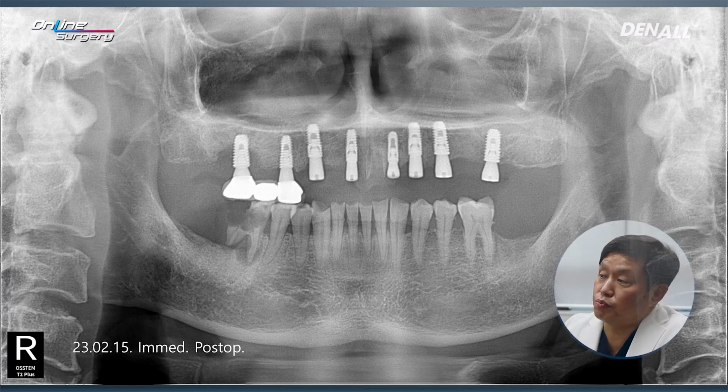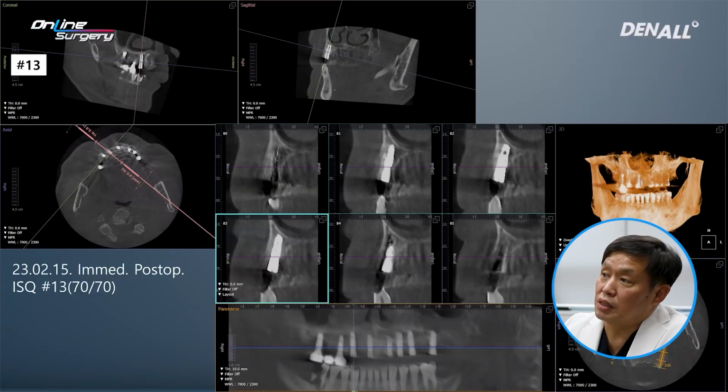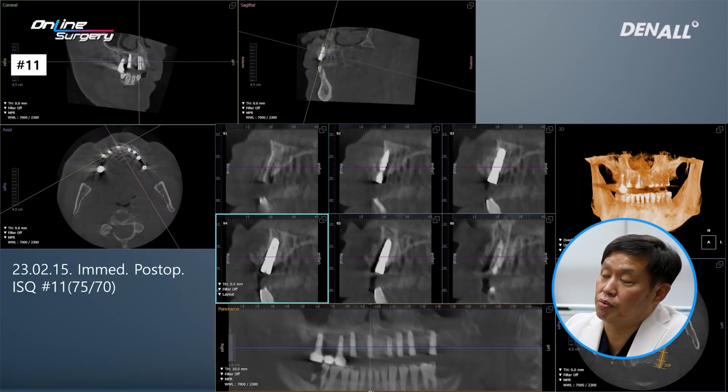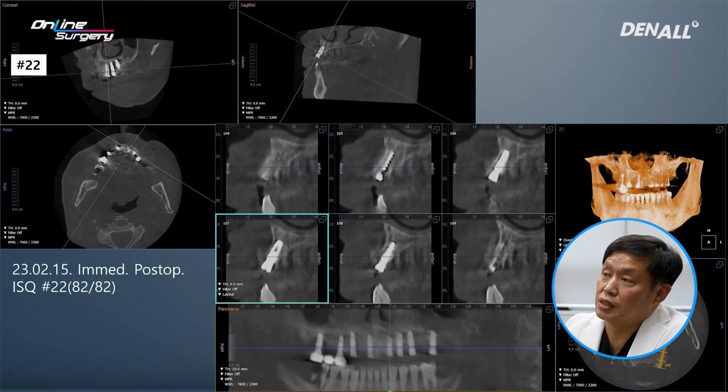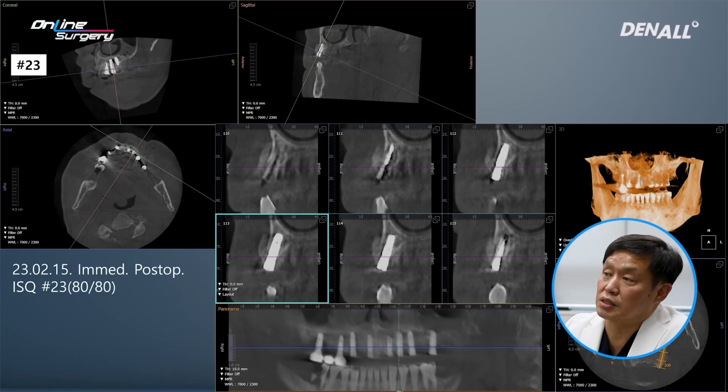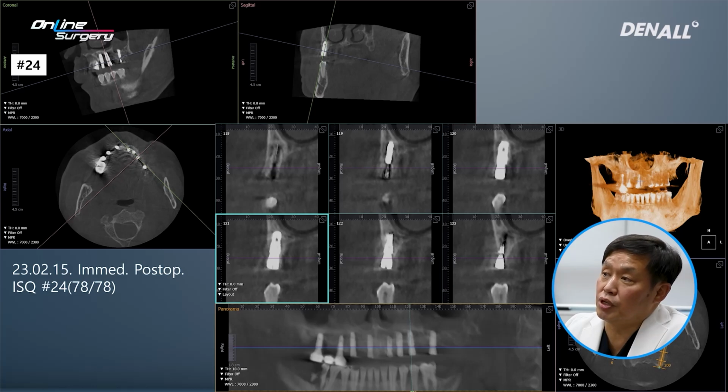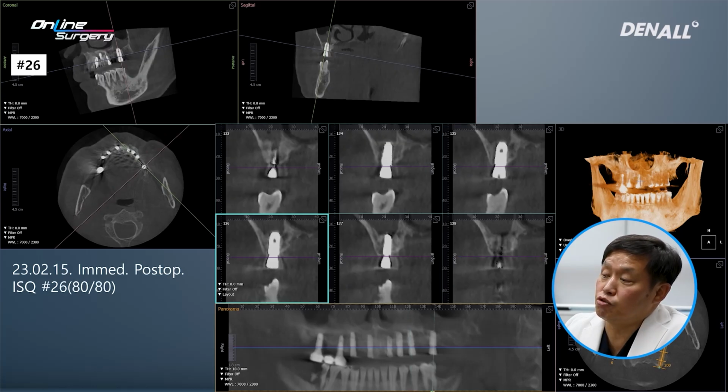This is immediate post-op image. Healing abutments were connected. In number 13, you can see on the labial side, GBR was performed, and in number 11, GBR was done also in labial side. Number 22 and 23, in the anterior zone up to number 23, labial bone graft was performed. This is number 24 and number 26, where OneCAS was used to place implants.